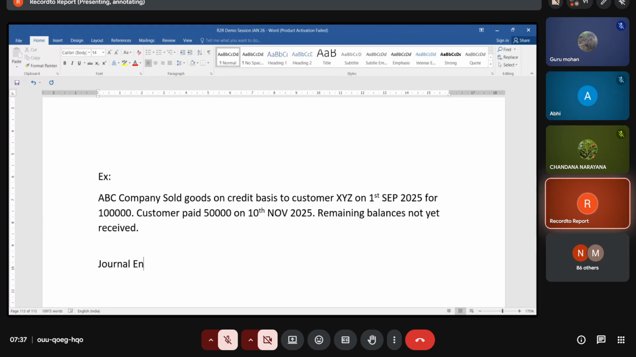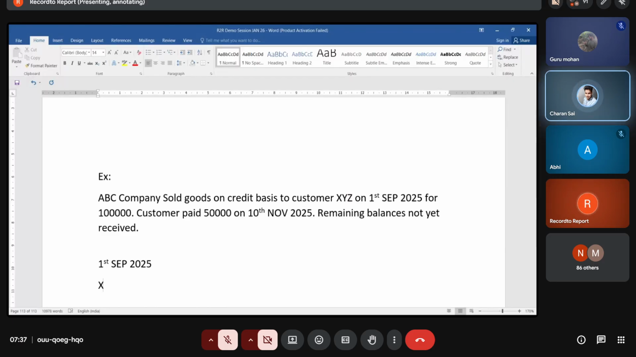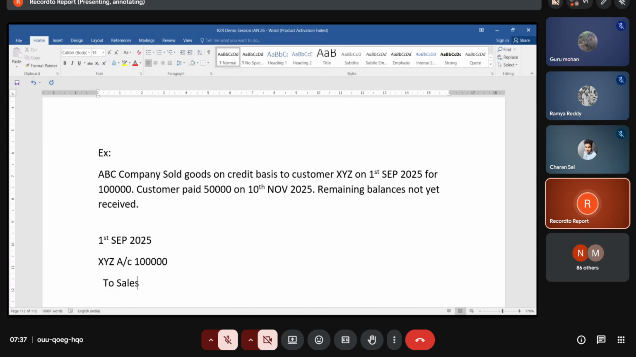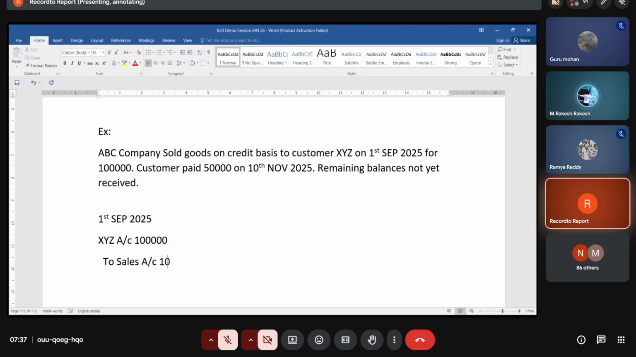So what is the journal entry? See, in these cases, while selling goods on credit basis on 1st September, what is the entry we will record, guys? To whom are we making the sale? Customer XYZ. Debit ABC company account? Credit sales account. XYZ is a customer. Yes, debit XYZ account, credit sales account.